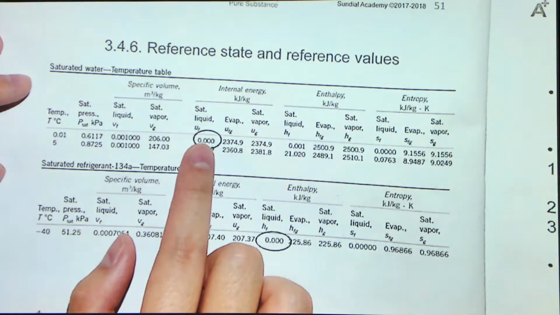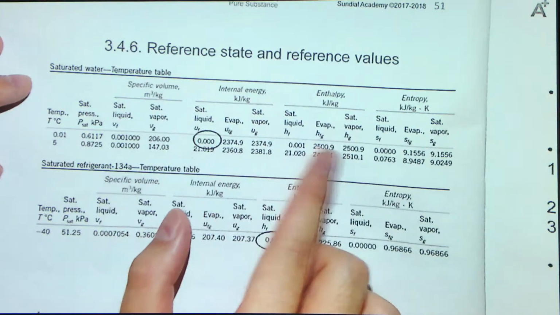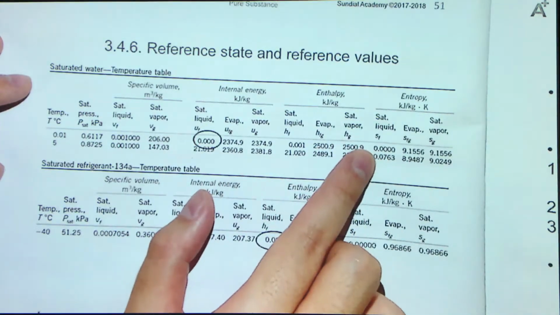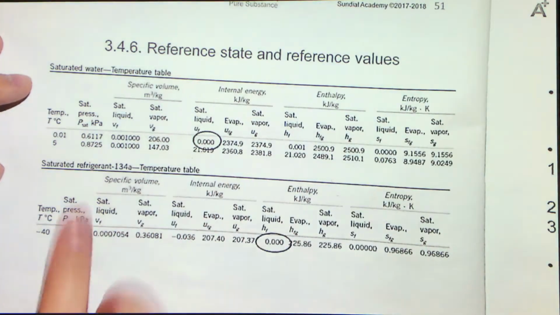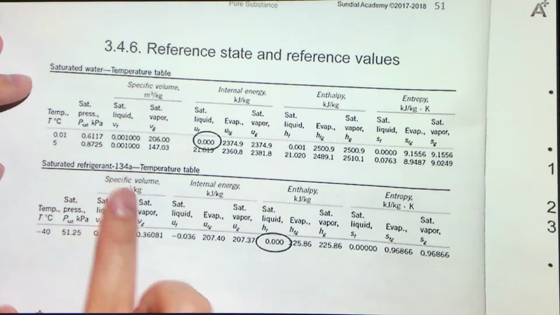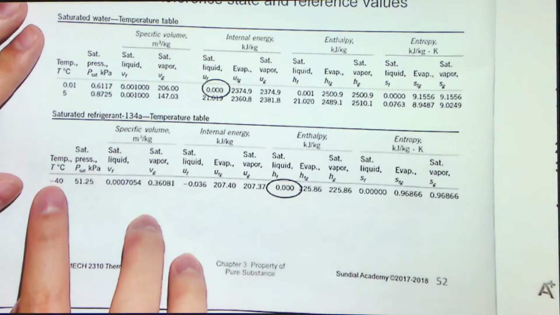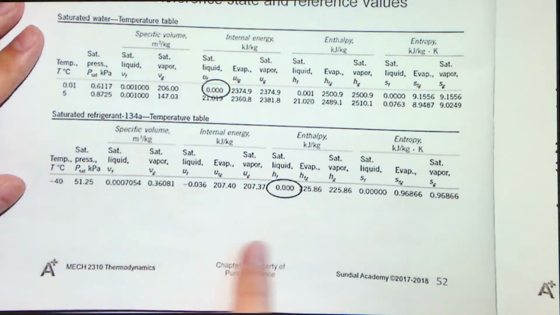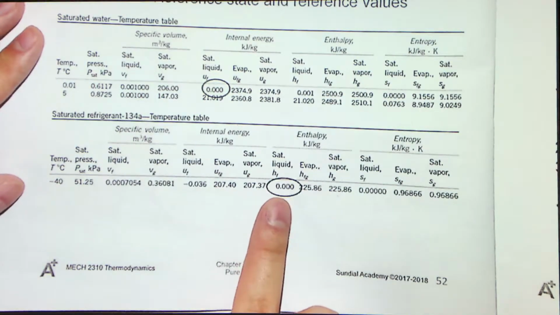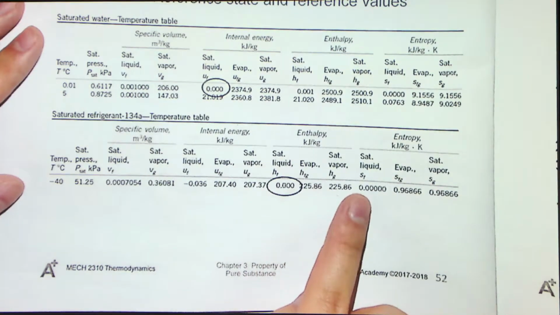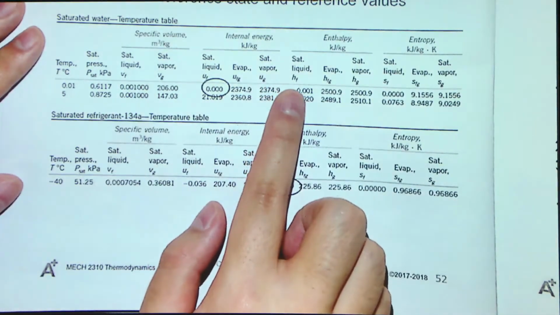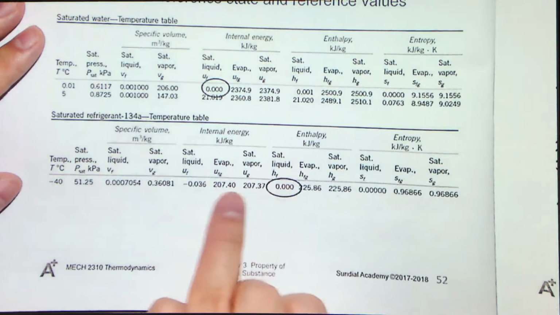Similar to the enthalpy, we also have exactly 0 here, but for the enthalpy it's a bit different, okay? For the saturated refrigerant 134A, we have used negative 40 degrees C as a reference point. So here you will see that the enthalpy is 0 and the entropy is also essentially 0. But you may ask, why are these two different?